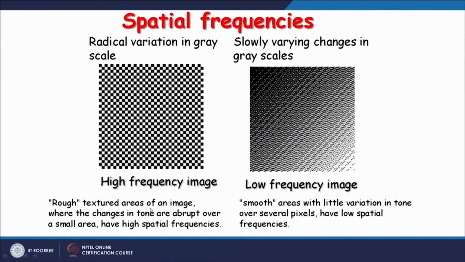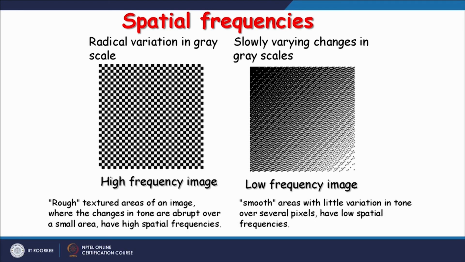In a high frequency image, these are rough textured areas where the changes in tone are abrupt over a small area, and they have a high spatial frequency. Whereas a low frequency image appears as a very smooth area with little variation in tone over several pixels, and has low spatial frequency.